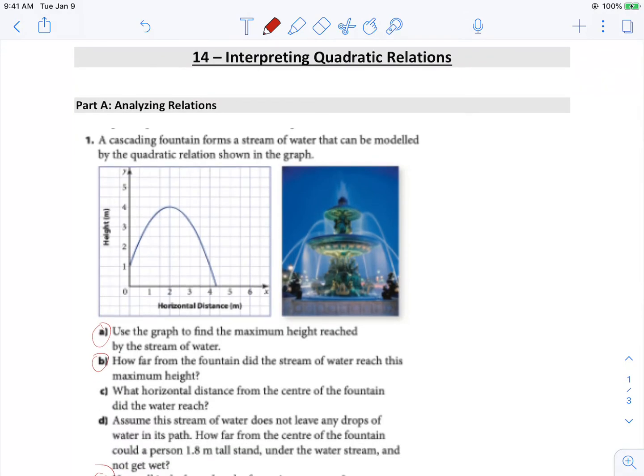First one says, use the graph to find the maximum height reached by the stream of water. So you can picture this graph right here being our stream. If you were looking at it, where would the highest point be? Well, the highest point of water would be here. So how high are we talking about? Well, that is a distance here on our vertical axis. It even says height. So how high is that? Well, that would be 4. So the maximum height would be 4 meters.